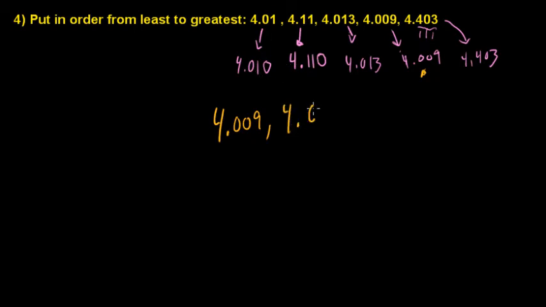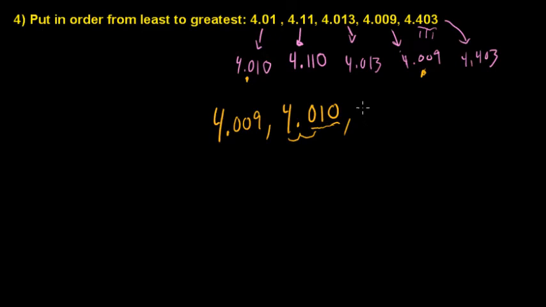4 and 10 thousandths. See, the key is how you say it. Okay, so it's 4 and then this is 10. That's 10 thousandths because it's in the thousandths spot. Okay, we've done that one.